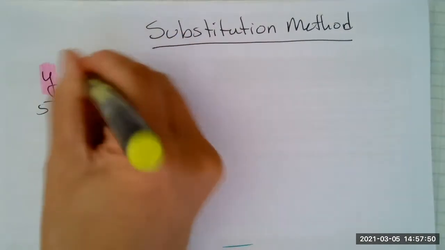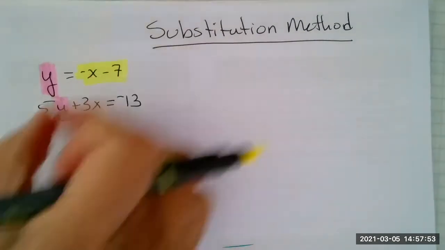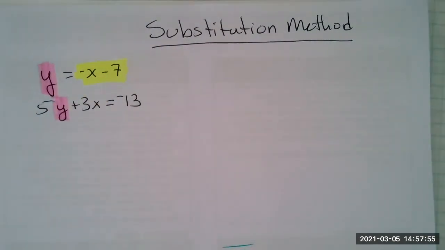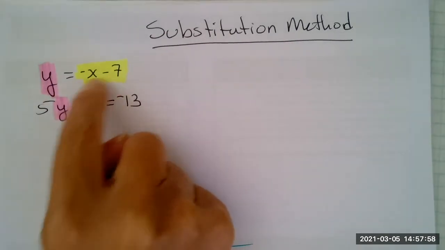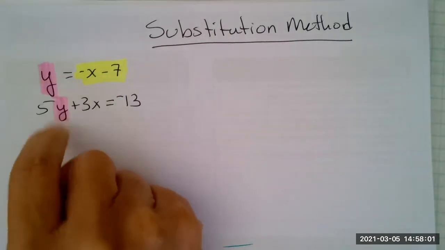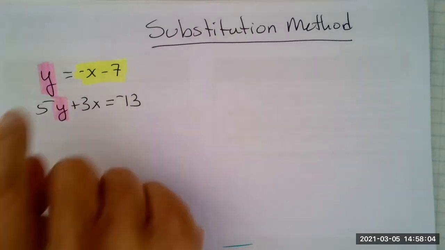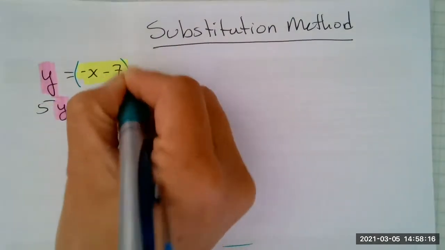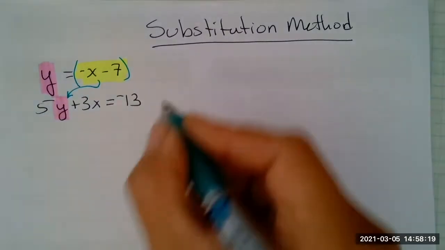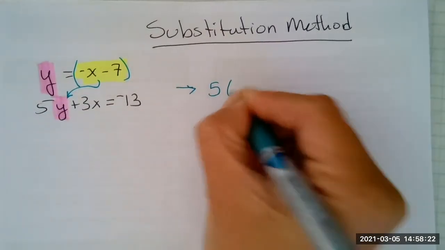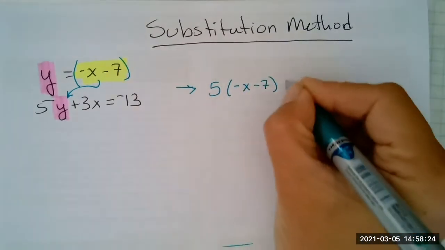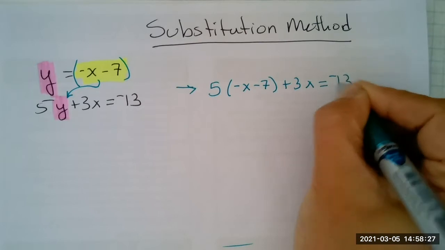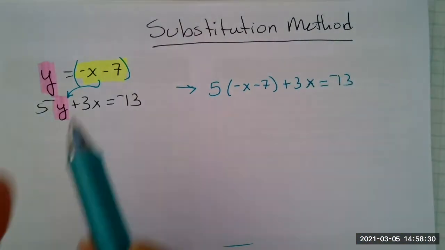Like on a computer, if you want to replace something, you copy and paste it. That's exactly what you're going to do here. You're going to copy what's in yellow and paste it where the pink is. But the pink is going to go away, because you're replacing it. Kind of like a substitute teacher. If I get a substitute, I'm not there with the teacher. The teacher's there in place of me. So that's what we're going to do. We're going to replace this here. So I'm going to rewrite that as 5 times negative x minus 7, plus 3x equals negative 13. Cool? Again, I replaced it. I substituted it.